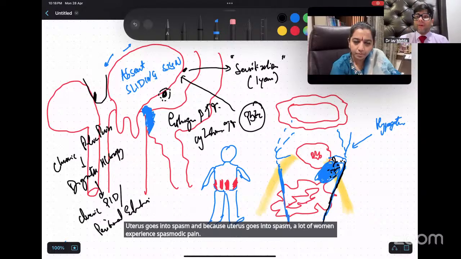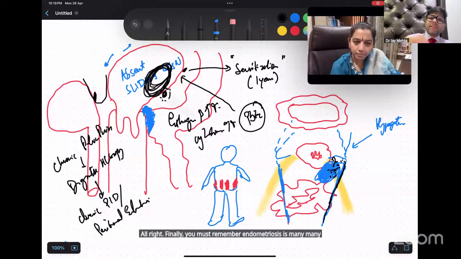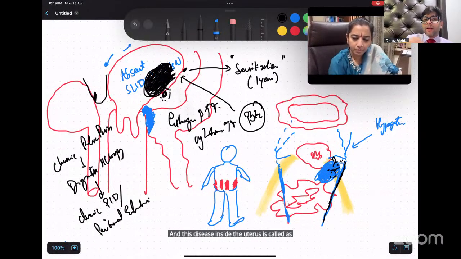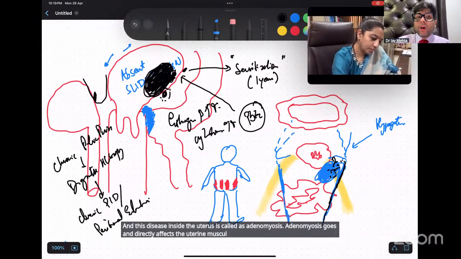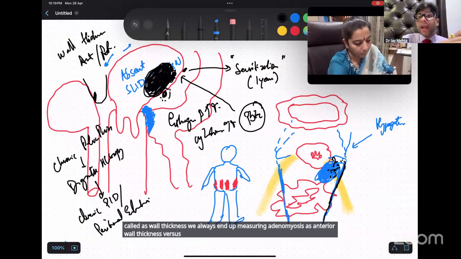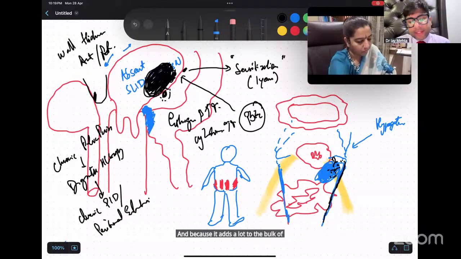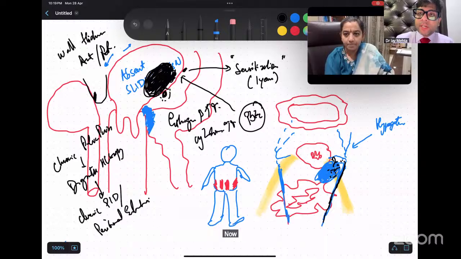All right. Finally, you must remember endometriosis is many times associated with a disease inside the uterus called adenomyosis. Adenomyosis directly affects the uterine musculature, and because it increases wall thickness, we always end up measuring adenomyosis as anterior wall thickness versus posterior wall thickness. And because it adds a lot to the bulk of the posterior wall, it gives rise to a tremendous amount of pain.